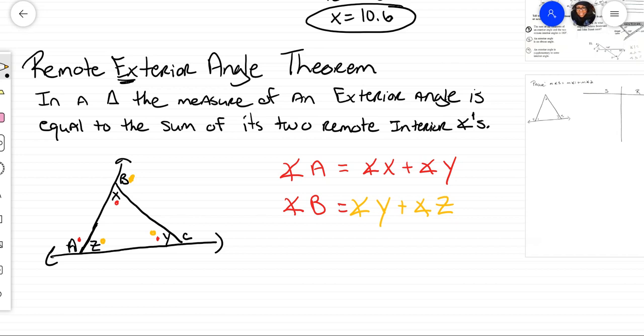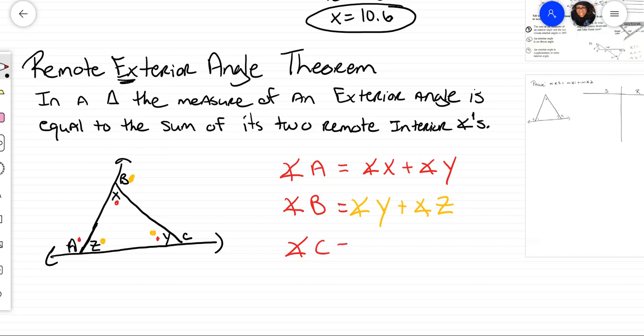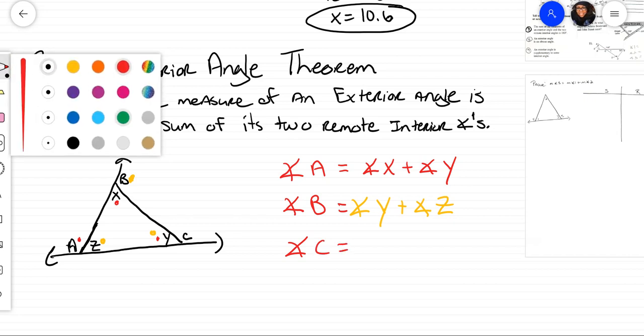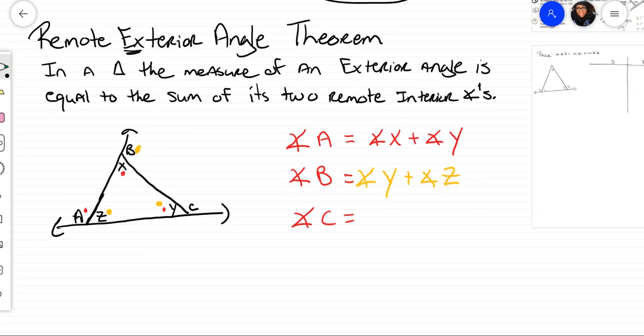And then we have one more that we would write for C. So angle C is equal to, and for angle C, the two remote interior angles, again, are the two interior angles that C doesn't touch. So here's C. The remote interior angles that it doesn't touch would be X and Z, because it's touching Y here. It's adjacent to Y, so it's going to be the other ones.